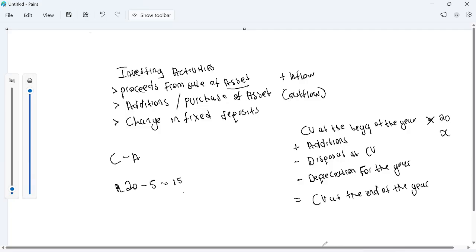Always, guys, the cost price of your vehicle or your equipment, subtracting the accumulated depreciation at the point of sale or the date of disposal, is going to give you your disposal at carrying value, guys.